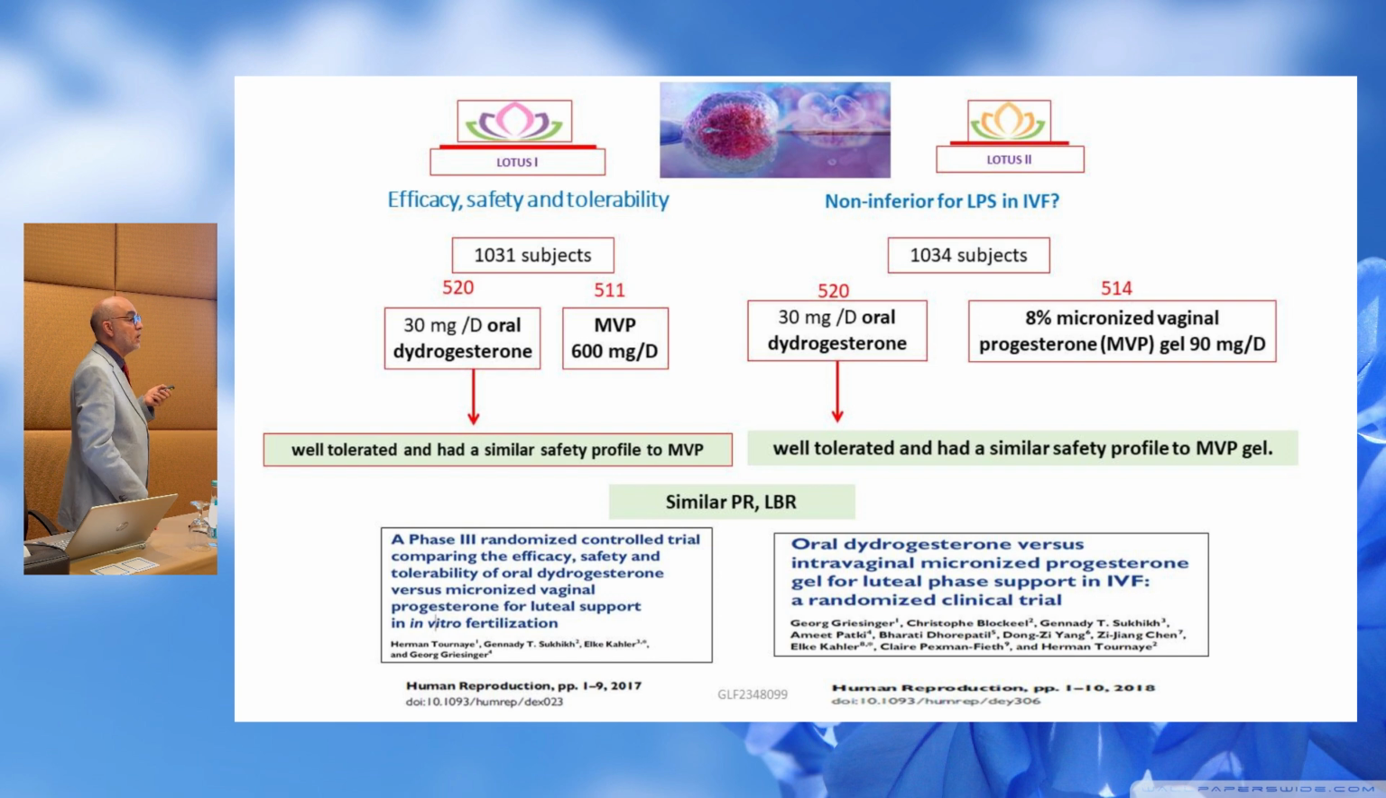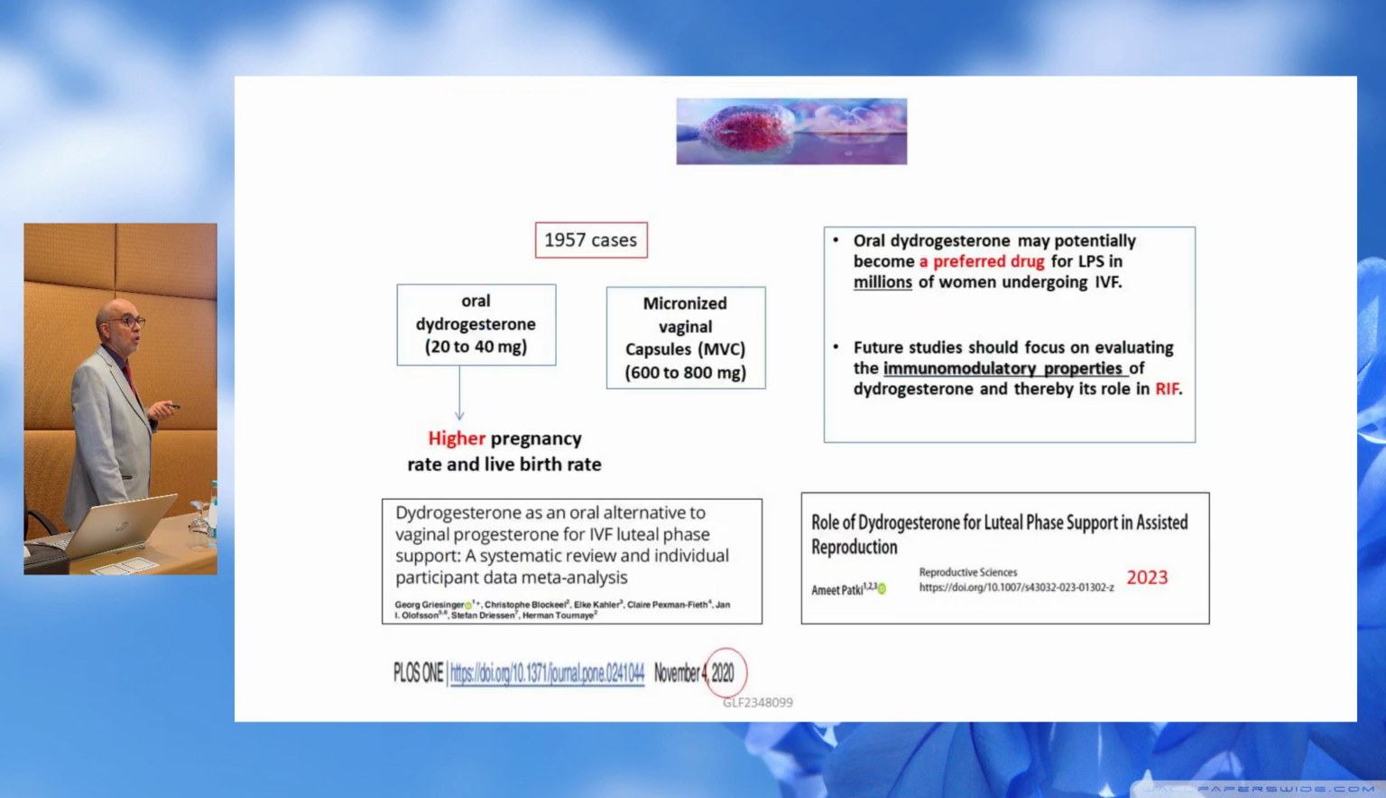What about IVF patients? There are many studies on IVF regarding dydrogesterone, and recently there were 2 studies, Lotus 1 and Lotus 2, by the same group, and they compared 30 milligrams oral dydrogesterone versus micronized vaginal pessaries and micronized vaginal gel, and they found comparable results, similar tolerability and safety profile, similar pregnancy rate and take-home baby rate.